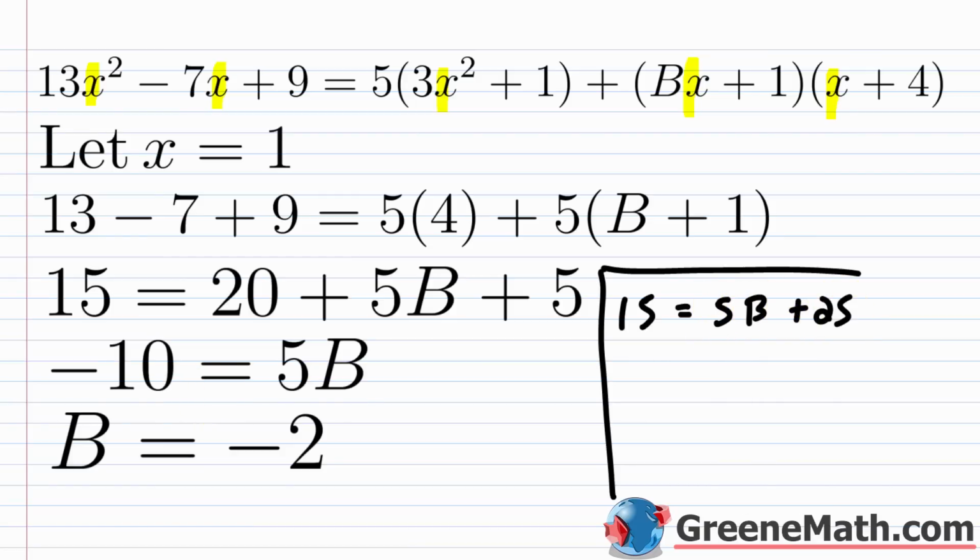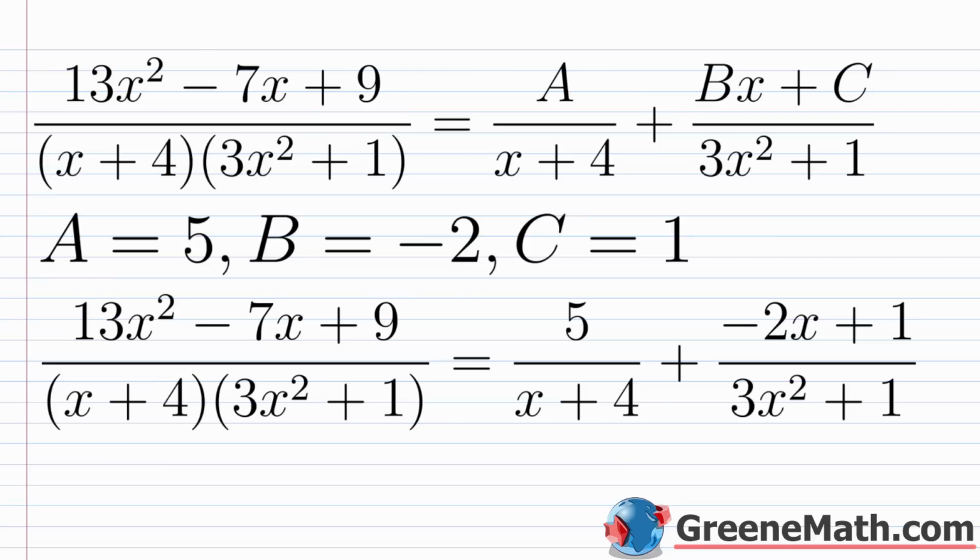So let me explain where this line's coming from. We're just going to subtract 25 away from each side of the equation. That cancels. 15 minus 25 is negative 10. So you get negative 10 is equal to 5b. So that's where this comes from. And then you just divide both sides by 5 and you get b is equal to negative 2. Okay, so we know that a equals 5, b equals negative 2, and c equals 1.